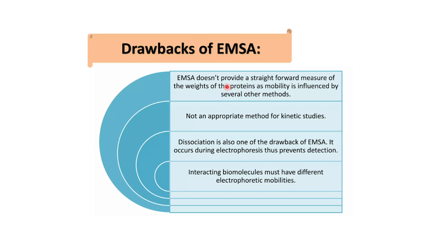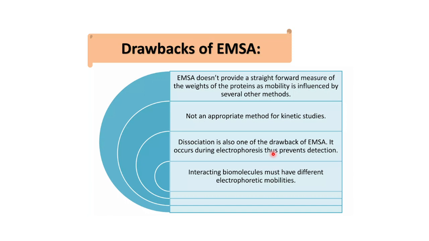This technique also faces a few drawbacks. It does not provide a straightforward measure of the weights of the proteins, as mobility is influenced by several other factors. So you do not get any idea about the molecular weight of the protein, or what proteins are actually binding to your DNA sequence. It's not an appropriate method for kinetic studies. Dissociation is also one of the major drawbacks of EMSA. It occurs during electrophoresis, thus preventing detection.